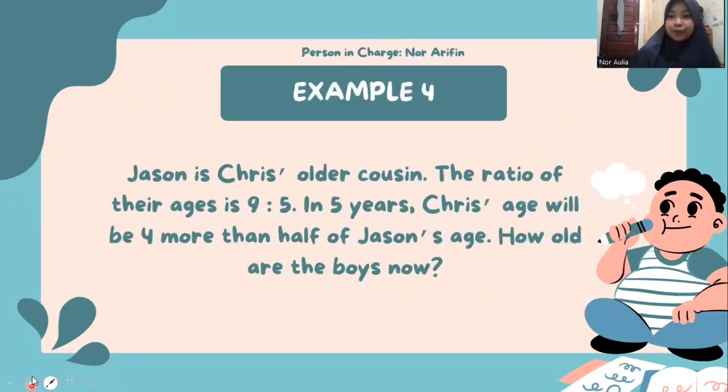So this is example 4. The question: Jason is Chris' older cousin. The ratio of their ages is 9 to 5. In 5 years, Chris' age will be 4 more than half of Jason's age. How old are the boys now?